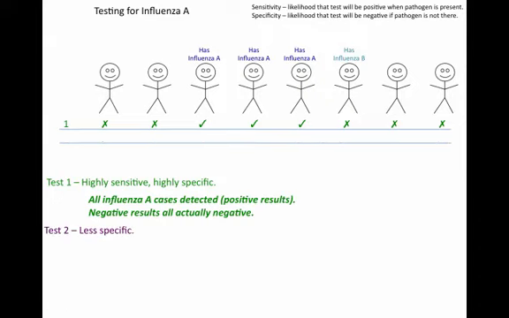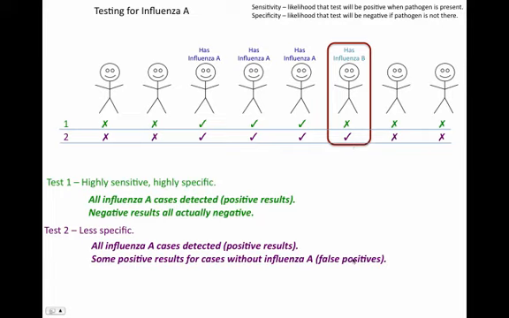We can have a case where we've got a test that is less specific. And here, this test did correctly identify all of the people who have influenza A, but it incorrectly identified somebody as having influenza A who does not. So we've got a false positive occurring.